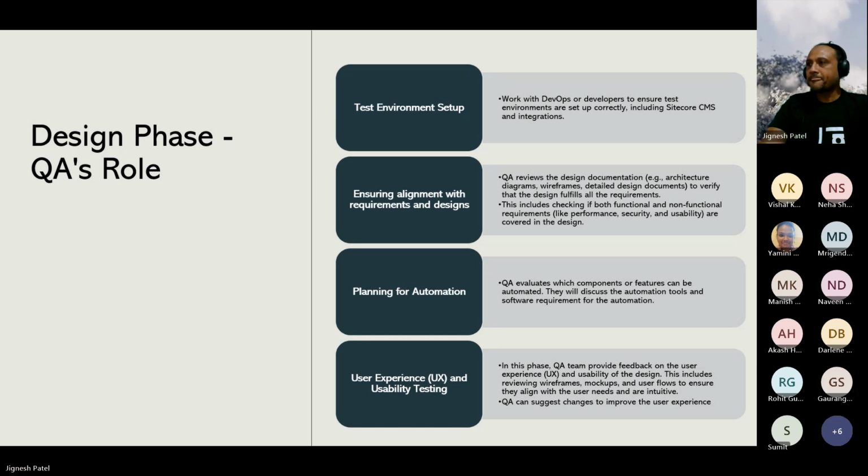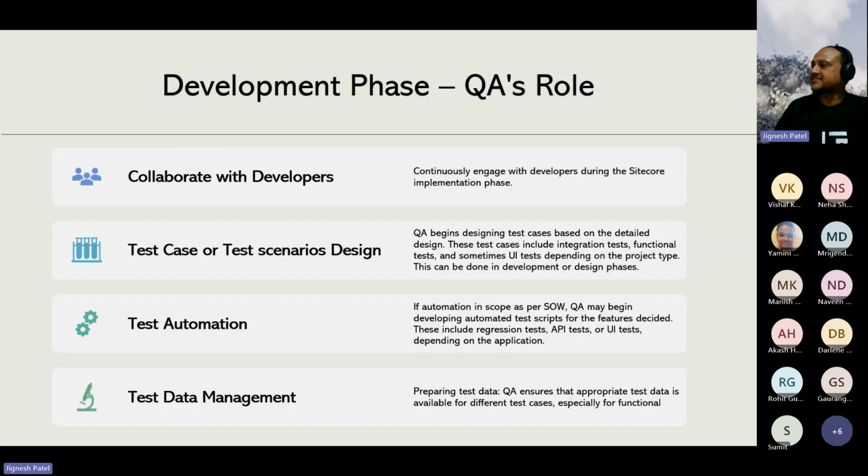Considering no. Third one is the development phase. So in the development phase, what is QA's role? Here, the first point is about collaboration with the development team. The QA team will constantly collaborate with the developer team to understand how and what they are developing. Based on that, we'll get to know which particular structure they are creating. That will help the QA team to create the test cases and test scenarios in future.